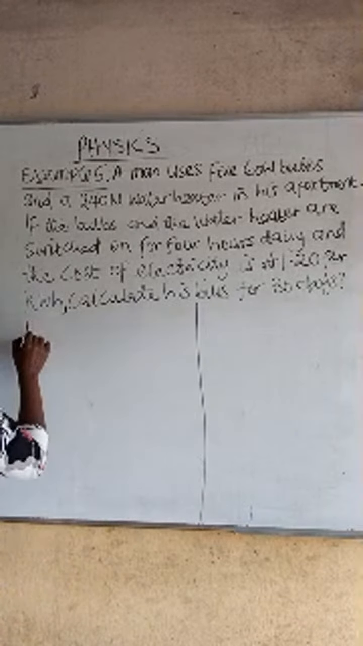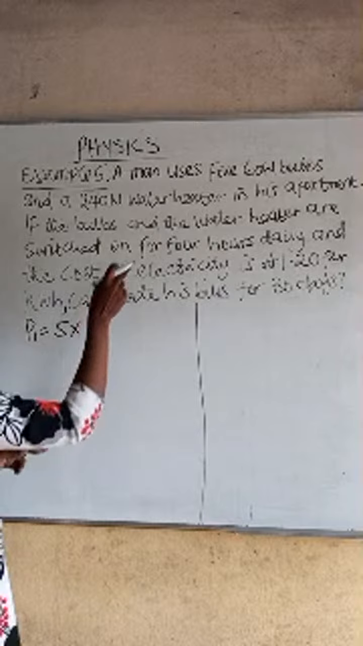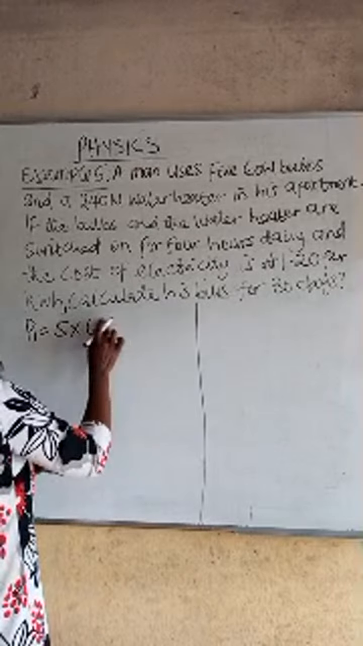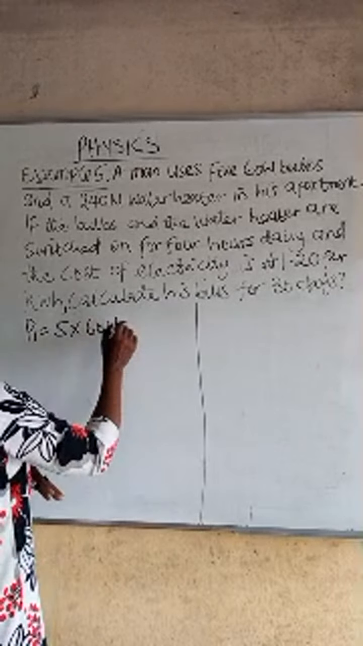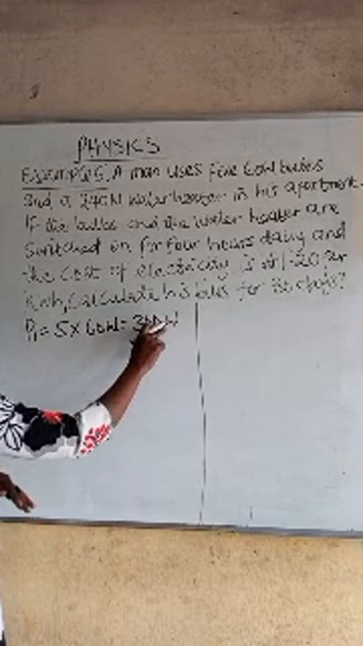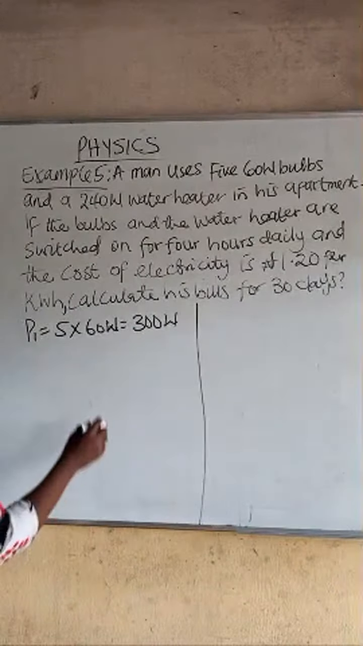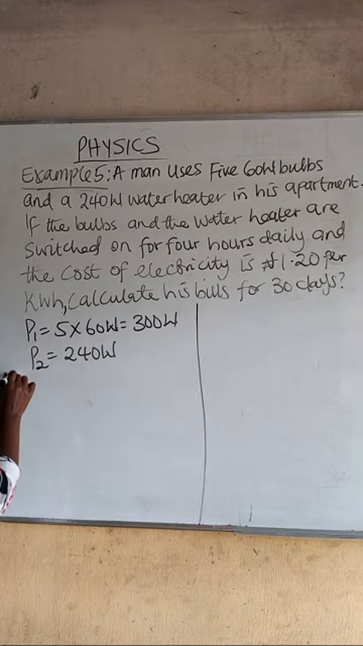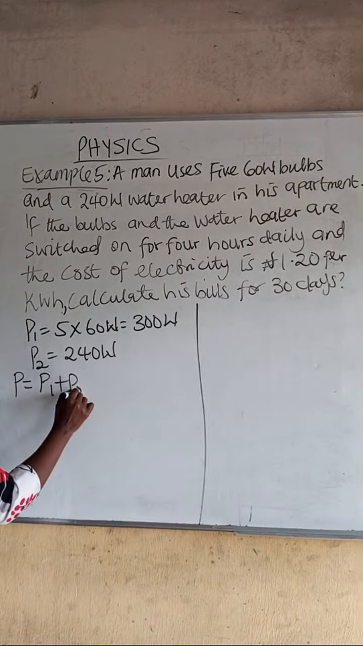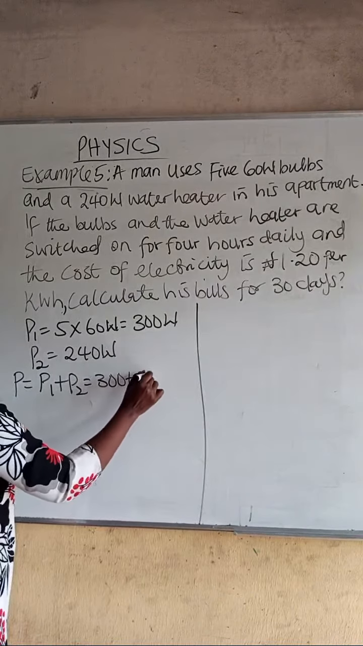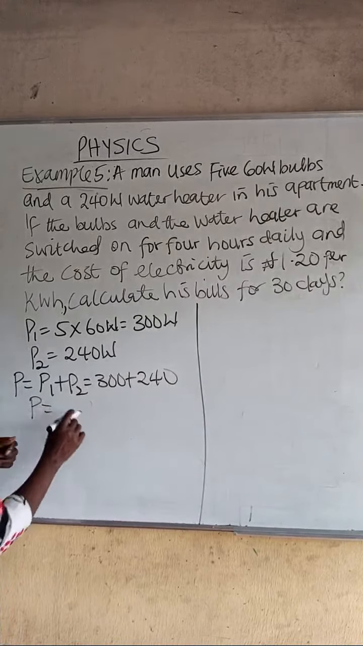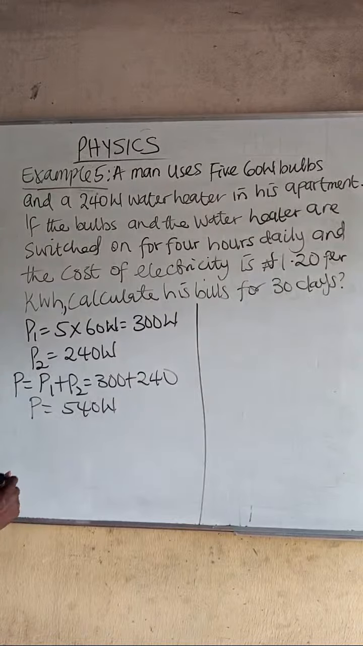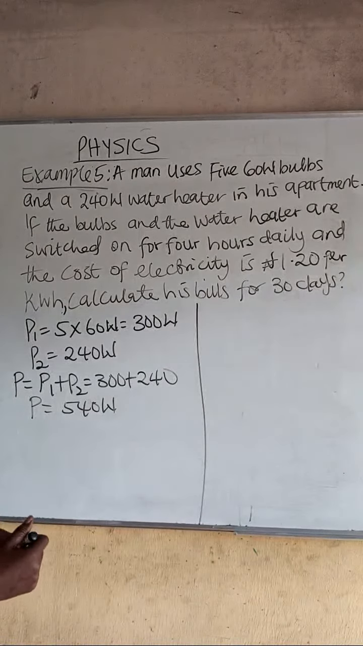We have the first power given, we have 5 multiplied by 60 watts bulb. We have 60 watts, so it's going to give us 300 watts, and also a water heater rated 240 watts. Now for us to get the total, we're going to say P1 plus P2, that's 300 plus 240. So the total power is going to give me what? 540 watts, right?